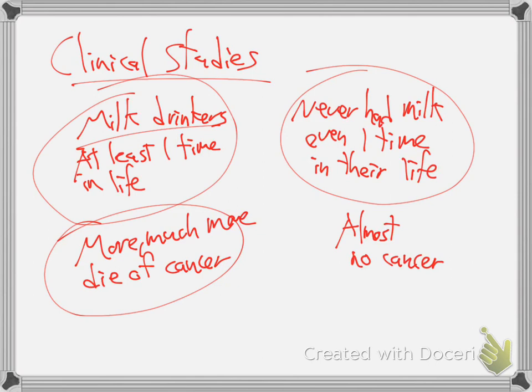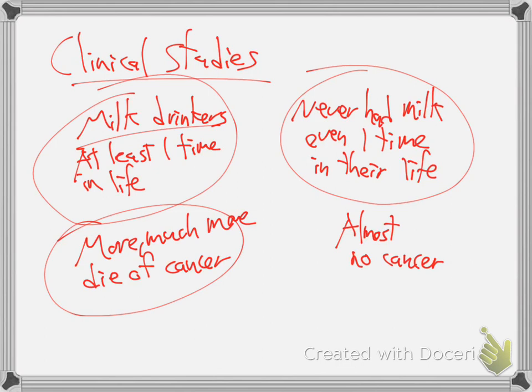Now, what I want to show you, this is my favorite part of the course, because I think it's really valuable to show you how easy it is to twist information, to take true information and present it in such a way that leads one to a false conclusion. So let me show you how to be a discerning consumer. We live in the information age, right? This is true. There's no lying here, but there's lying in what they want you to think. That's a true fact. You take the milk drinkers in the world, ones that have had milk at least once, they die of cancer way more than those that have never had milk in their life. Way more. All kinds of cancer.